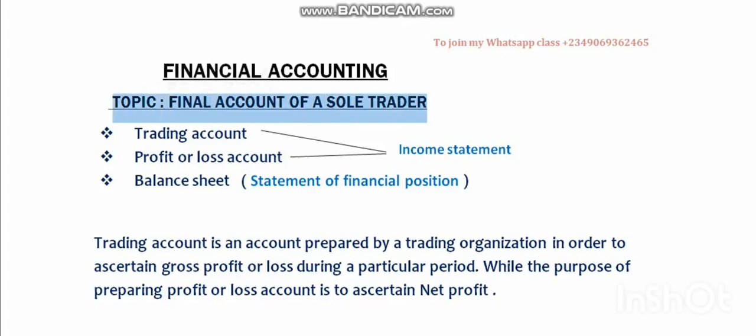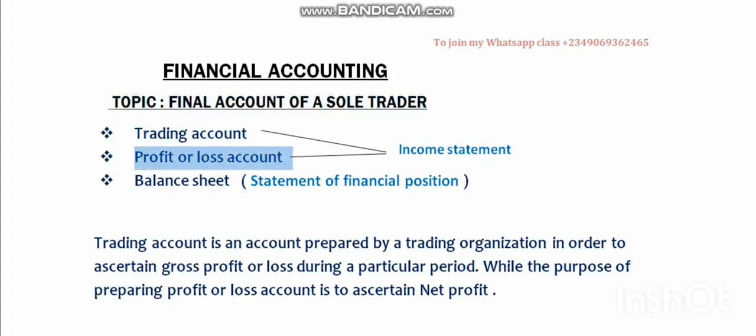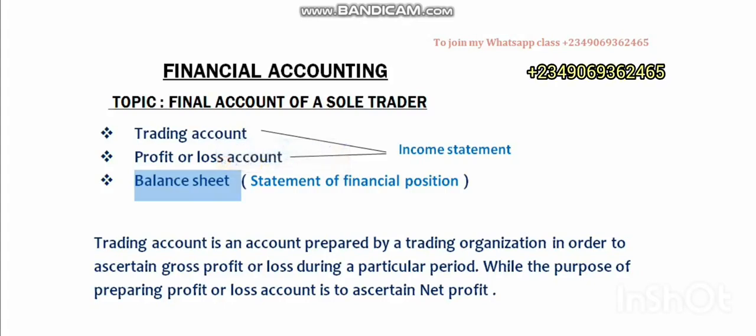Now we have about three accounts that make up the final account of a sole trader. The first one is the trading account, the profit or loss account, and the balance sheet. So these are the three accounts that make up the final account of a sole trader. So let's look at the trading account.